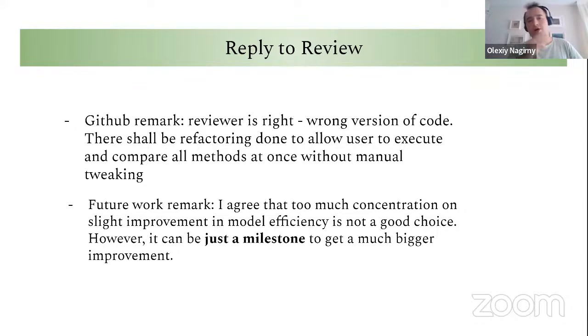As a reply to the review, yes, there is a GitHub remark. I used the wrong version of the code when I was open sourcing, but this recalls a more systematic problem of code reproduction for all of these methods. Basically, we need manual tweaking in order to run these methods all at once and compare them immediately. This should be avoided, and some refactoring needs to be done in order to allow the user to execute all at once.